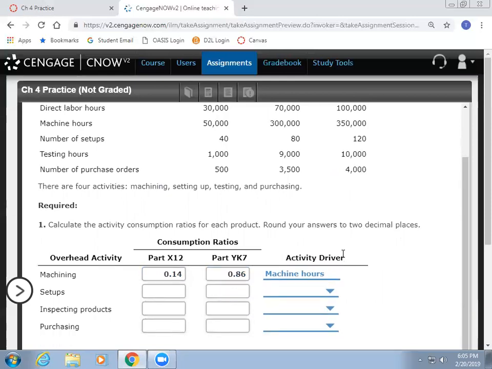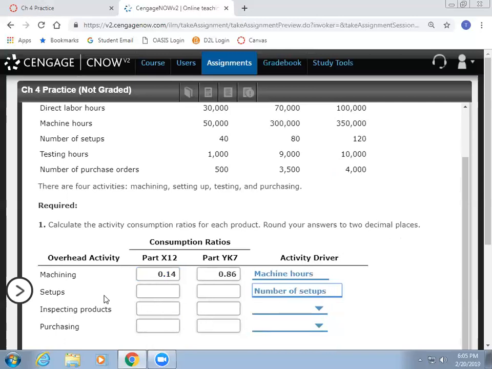So for setups, we would go off of number of setups. Activity driver would be the number of setups. And again, for part X12, it'd be 40 divided by 120. So what's my consumption ratio there? 0.33, very good. So again, part YK7 would be 0.67.